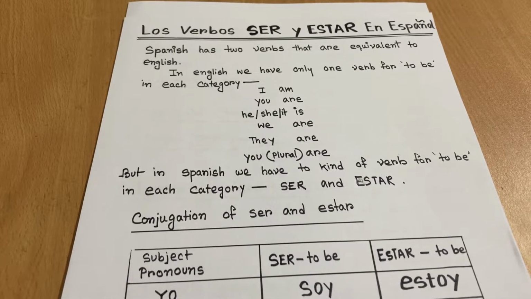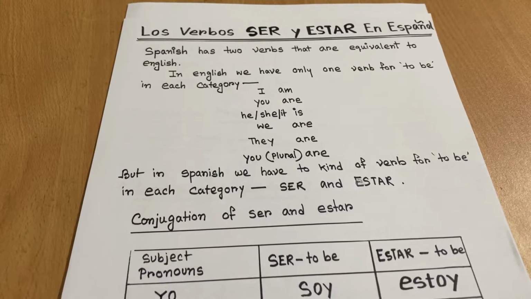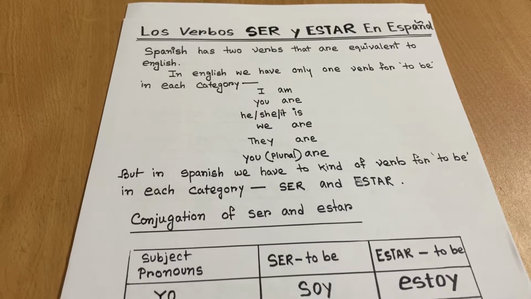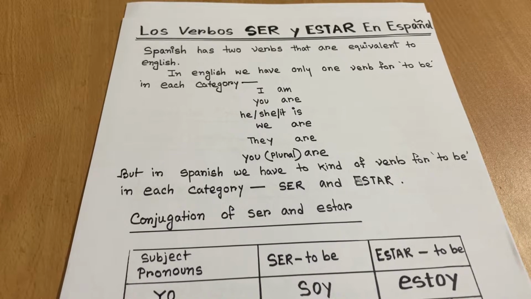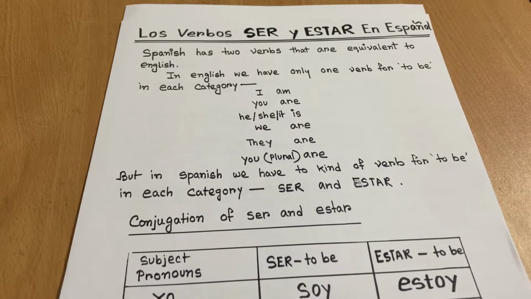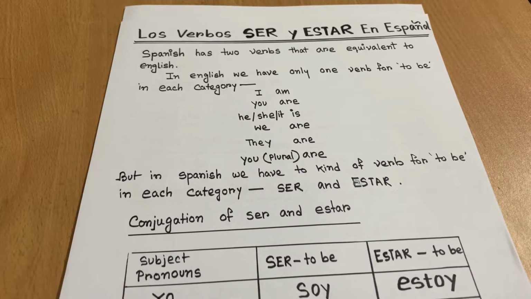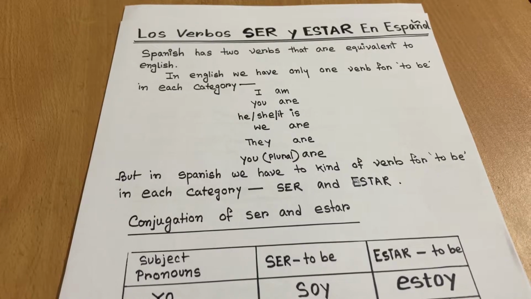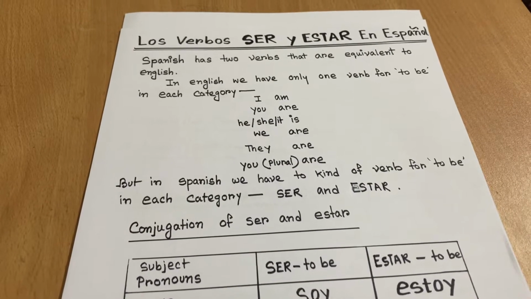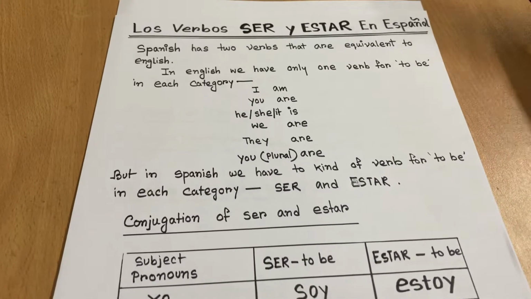En este video, aprenderemos las conjugaciones de los dos verbos. En el segundo aprenderemos a utilizar correctamente cada verbo. That means in this video we are going to learn the conjugation of the verbs, and in the second part we will learn how to use them correctly. Empecemos. Let's start. Los verbos ser y estar.